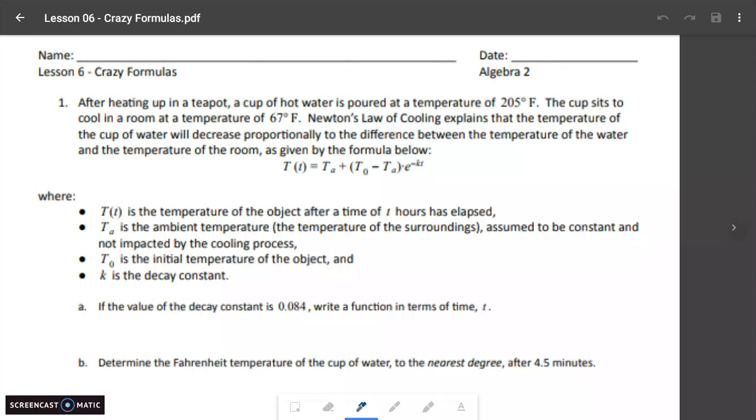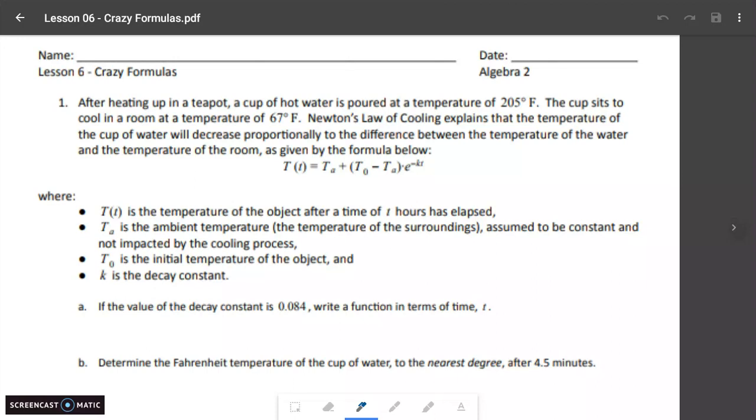So if I read through this first question, after heating up in a teapot, a cup of hot water is poured at a temperature of 205 degrees Fahrenheit. The cup sits to cool in a room at a temperature of 67 degrees Fahrenheit. Newton's law of cooling explains that the temperature of the cup of water will decrease proportionally to the difference between the temperature of the water and the temperature of the room, as given by the formula below, where T of t is the temperature of the object after a time of t hours has elapsed.